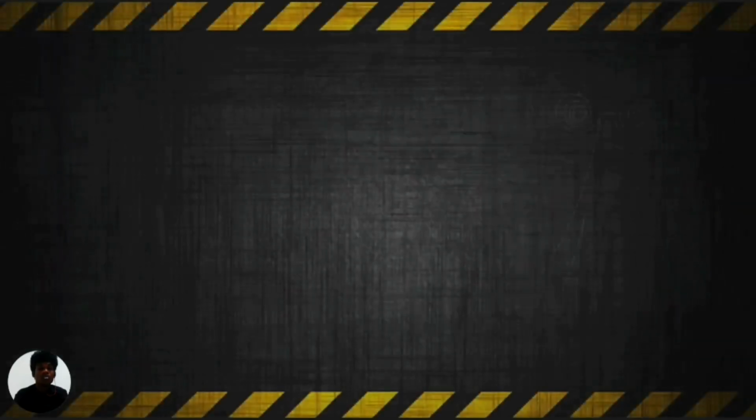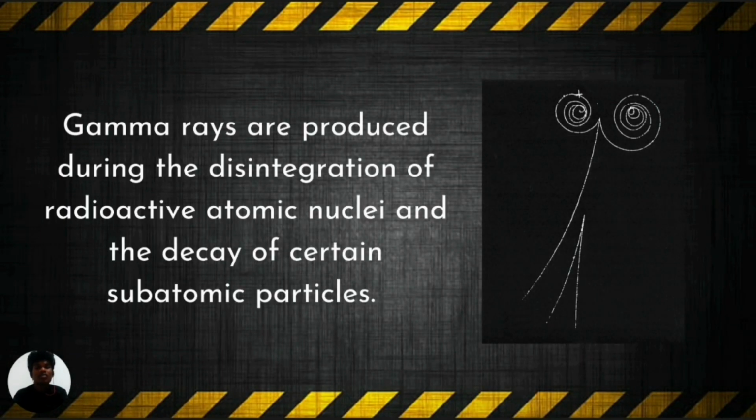Here the production of gamma rays is different from the production of X-rays. We have to keep in mind that gamma rays are produced during the disintegration of radioactive atomic nuclei and the decay of certain subatomic particles. Now let us see the natural production of gamma rays.